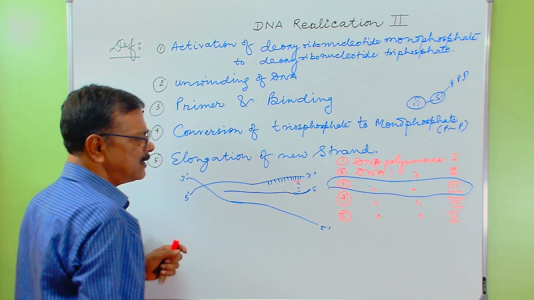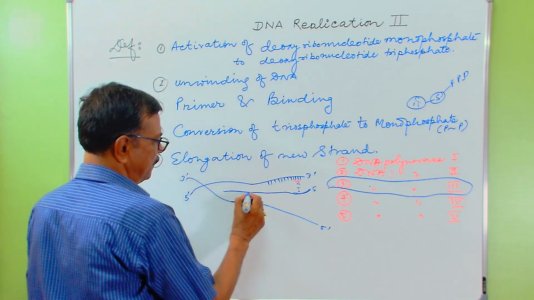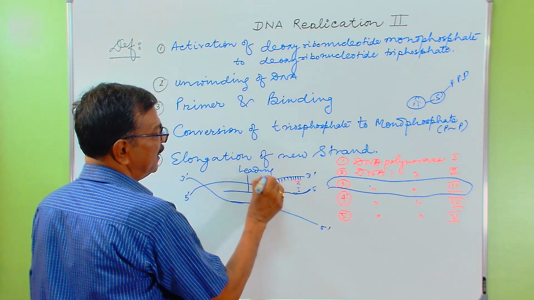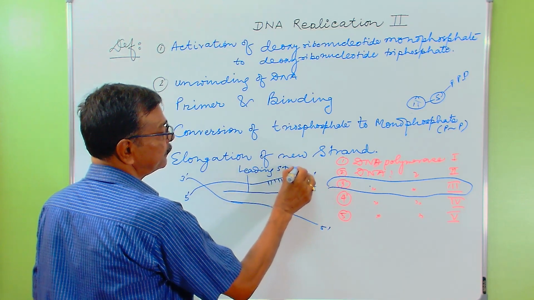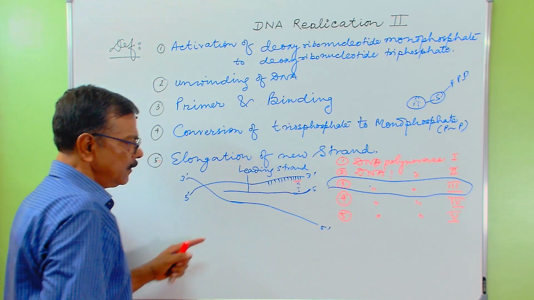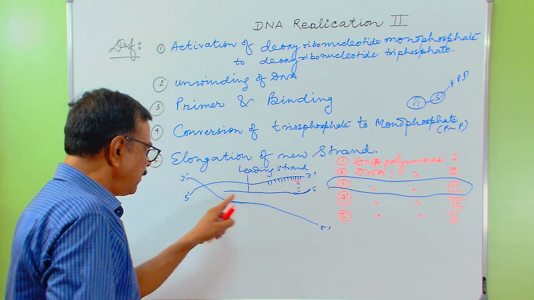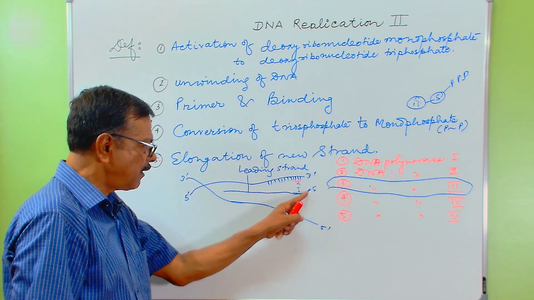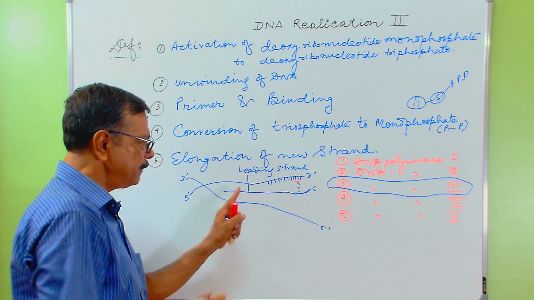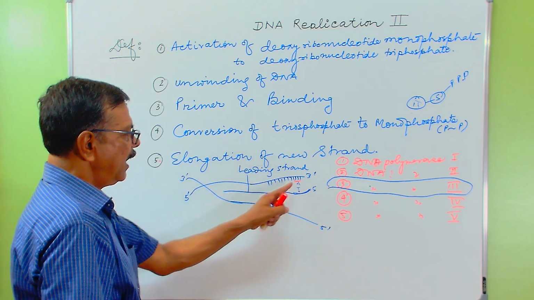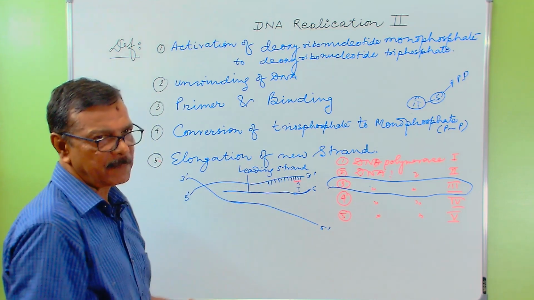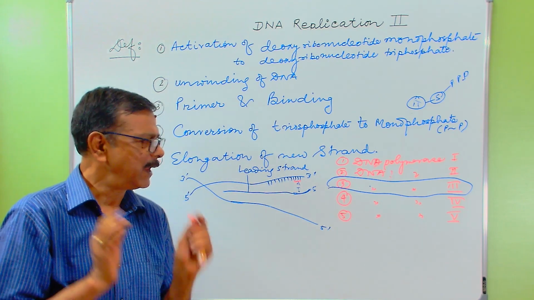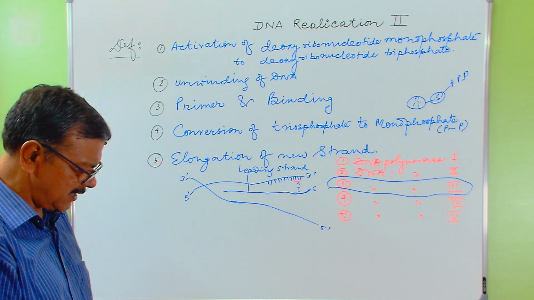This is known as the leading strand. Clear? So the leading strand will elongate. The new strand will elongate from 5 prime to 3 prime in this way. It requires a single primer, and the strand is continuous. Number one, DNA polymerase 3 does it.